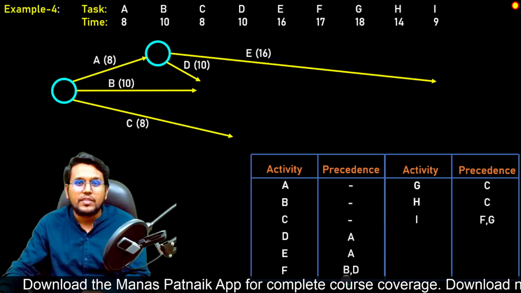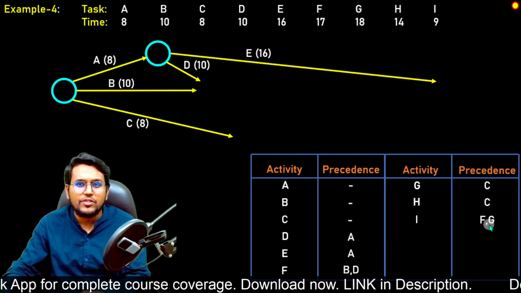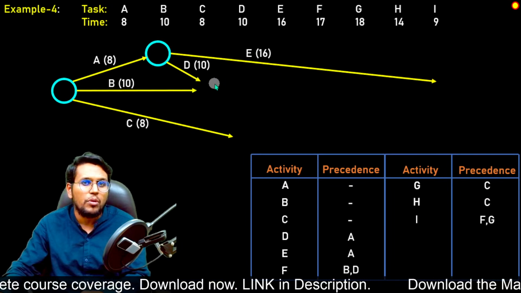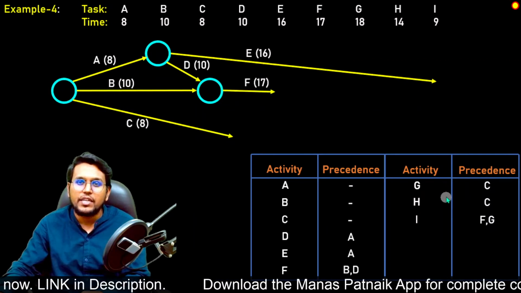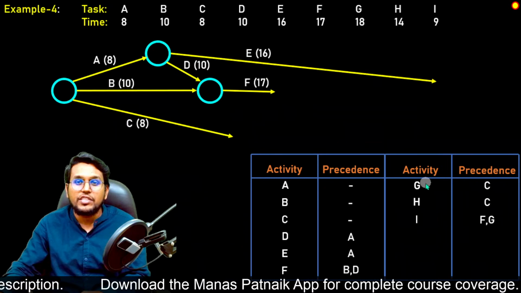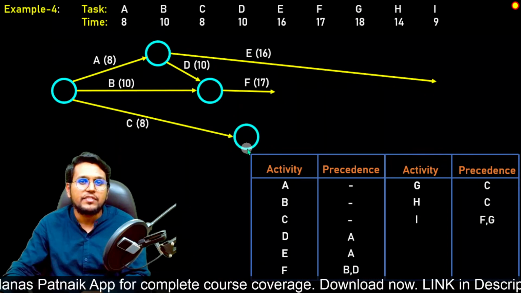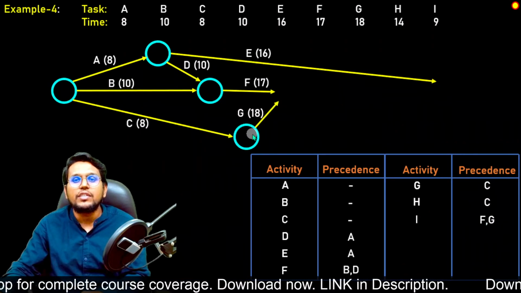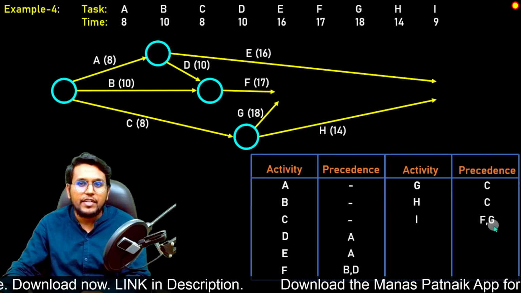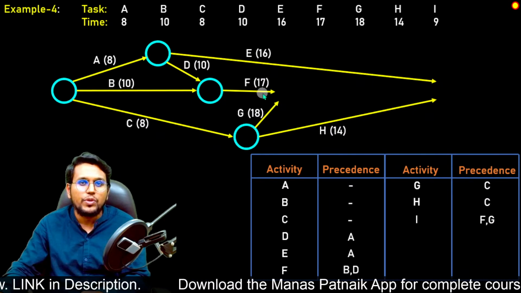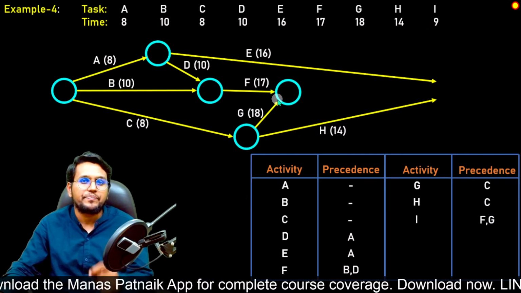Let us see ahead. Activity F depends on B and D together, and as we see further, there is no other B and D, so I can terminate B and D on a common node, and from here I can start activity F. Activities G and H depend on C, and there is no further C, so I can end activity C here, and start activity G and activity H. Now activity I depends on F and G, and there is no further use of them, so I can conclude F and G at a common node, and from here I can start activity I.